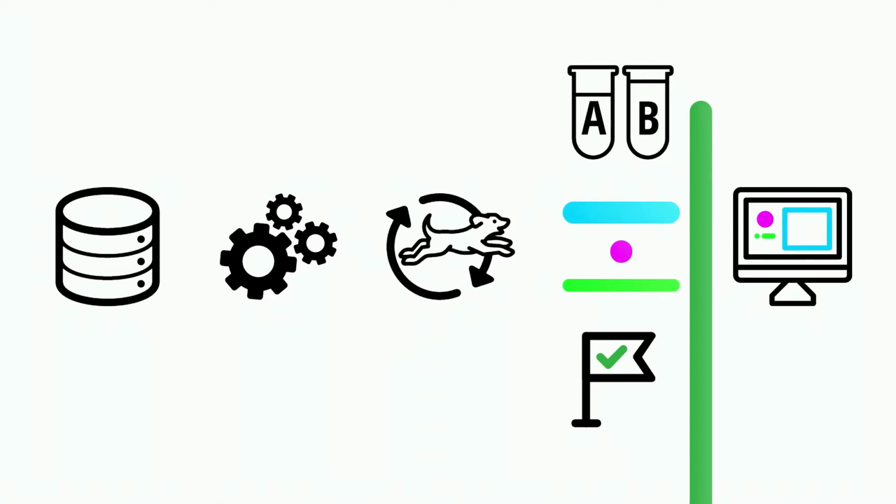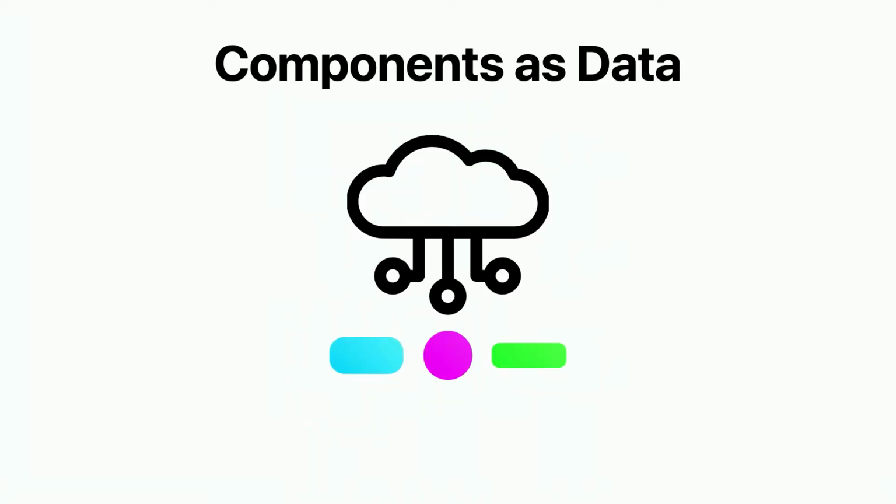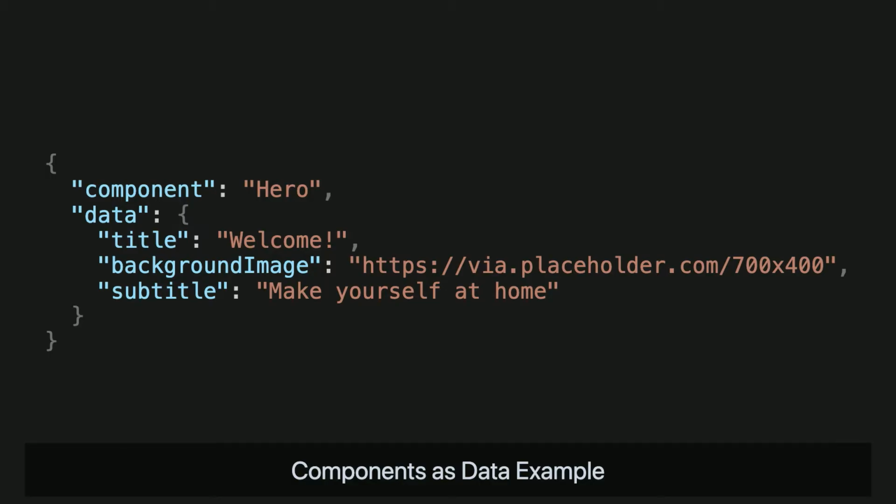So components as data means the API serves a tree of their UI in terms of JSON. So what does that actually look like? So basically your components are mapping to JSON. That's components as data. So let's give a quick, simple example just so that we can get rolling here.